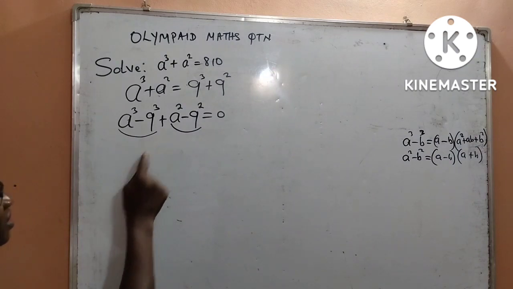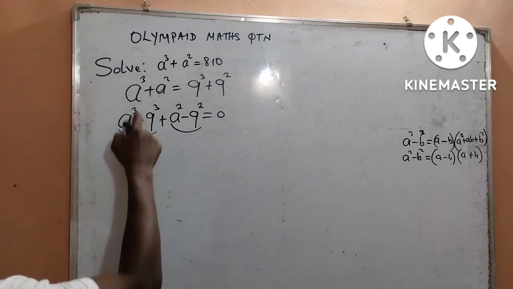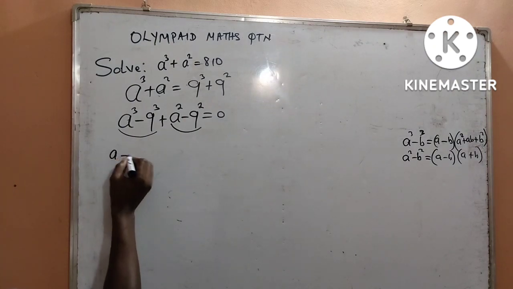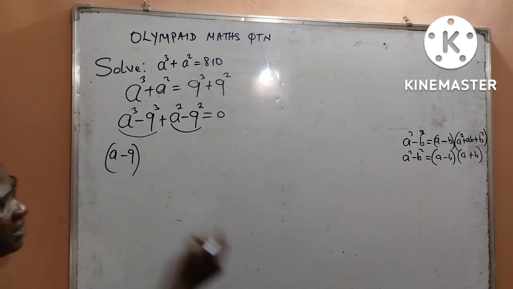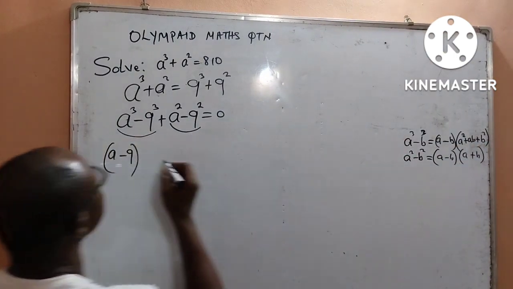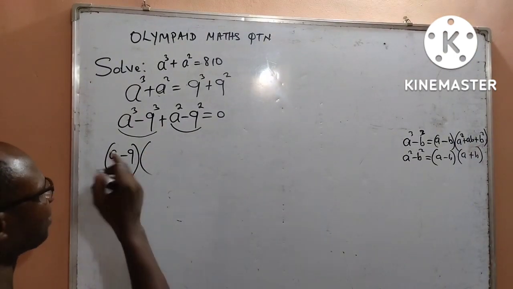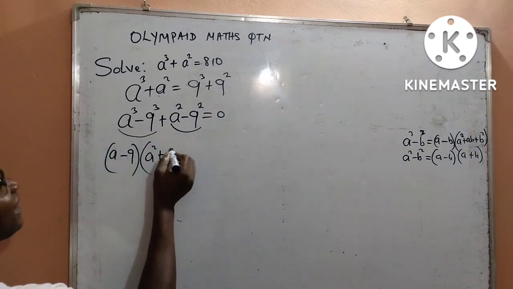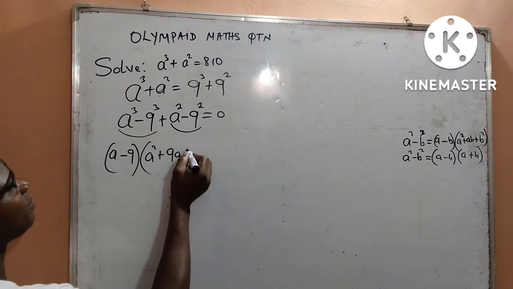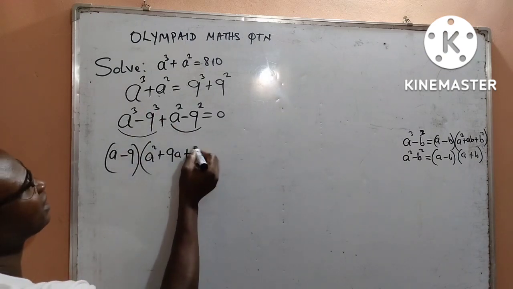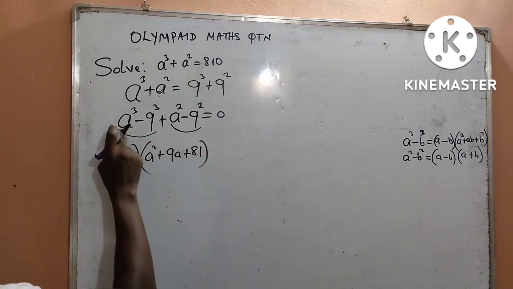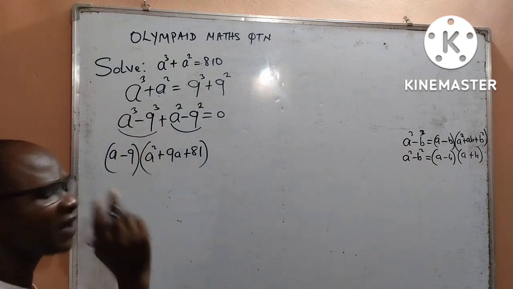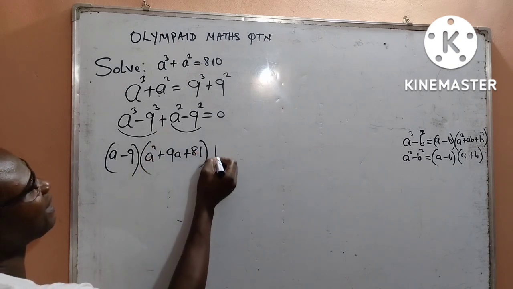So from the first one, I will now write a to power 3 minus 9 raised to power 3 as a minus 9 into the bracket, like I have it here. Then again, I will now have a raised to power 2 plus 9a, then plus 9 squared, 81. So I have written a power 3 minus 9 raised to power 3 in this form. Then I have my plus, I put back my plus.